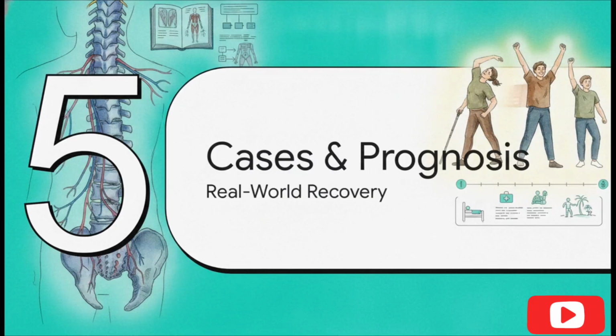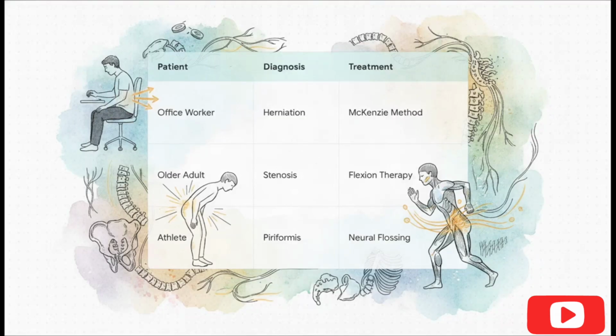Section 5. Prognosis and clinical cases. Real-world recovery. Okay, let's take all of this, the medical theory, the anatomy, the guideline data, and let's ground it in some real-world patient outcomes. Let's look at this slide and see how this all builds into real life. Notice how different root causes demand highly customized, non-surgical treatment plans.